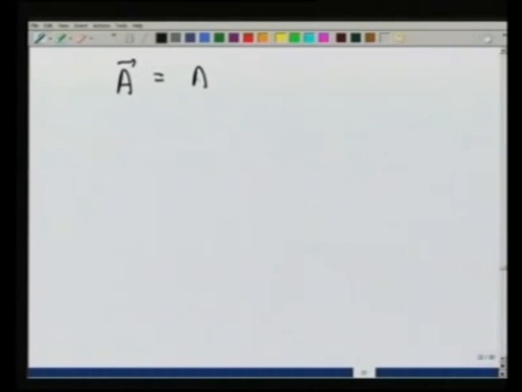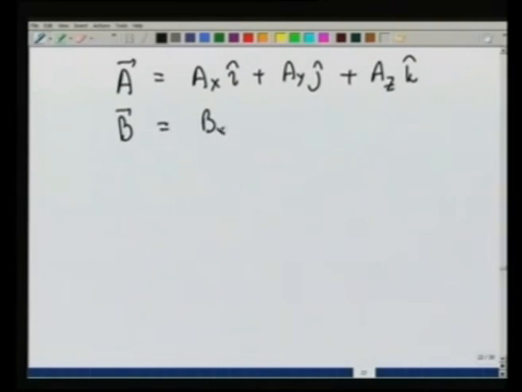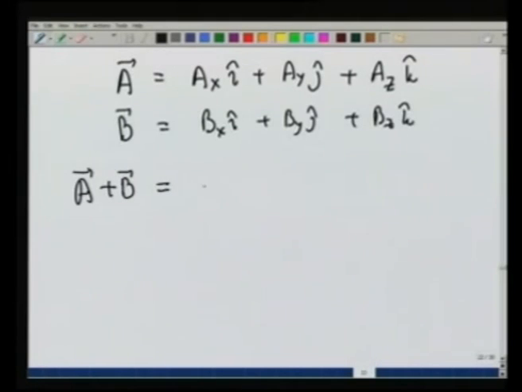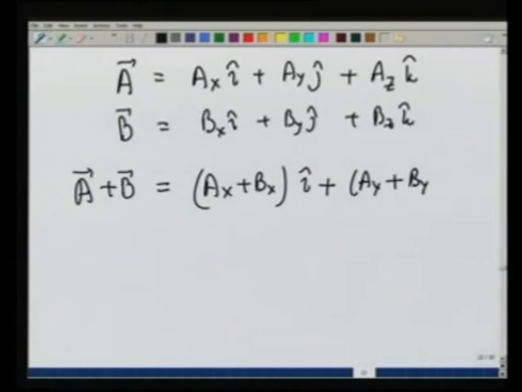Having written a vector in its algebraic form, let us ask, how do I add two vectors? Suppose there is another vector B, which is b x i plus b y j plus b z k. When I add the two vectors A plus B, you can see graphically and carry it out that the net vector would have an x component, which is the summation of the x components of individual vectors. Then I add the y components of individual vectors, and then the z components of the individual vectors.